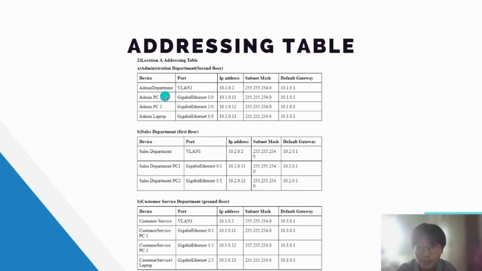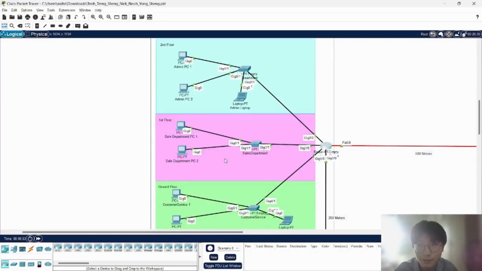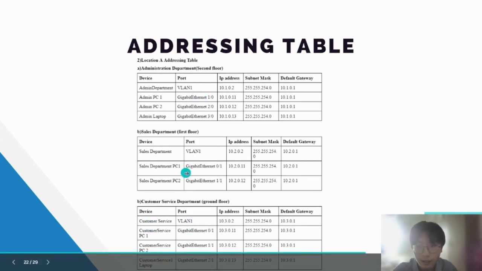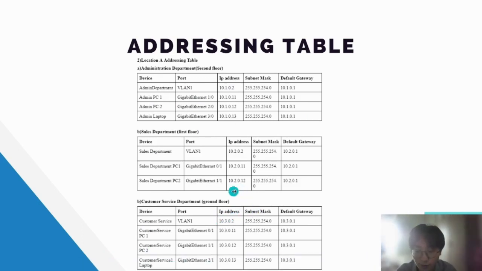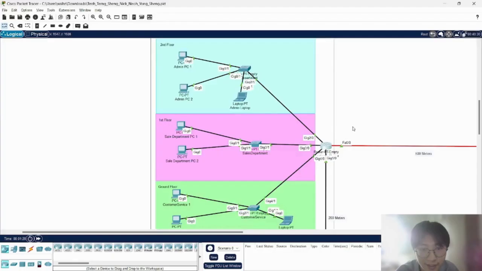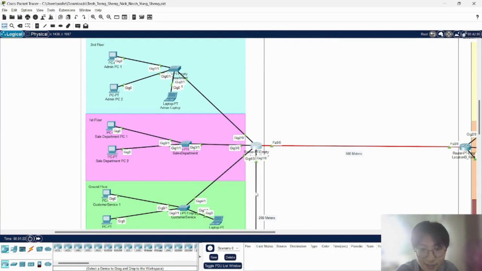Next is location A. In location A, you have admin, sales, and customer services. We have 3 switches, which have their own VLAN and IP addresses. The VLAN is commonly used to separate 2 or more groups of hosts. And as you can see, the default gateway is the same as the IP address assigned on this cable. So this is the default gateway. These 3 lines are the default.